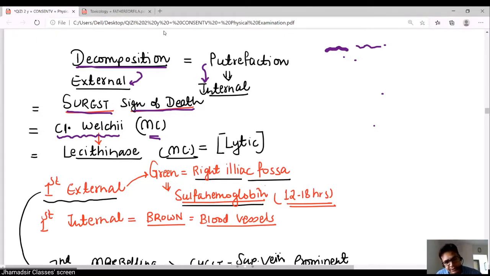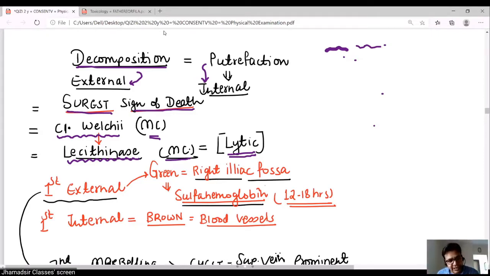Now, sir, the most common enzyme. This is a very important MCQ. The most common enzyme is lecithinase. But I will let you know, lecithinase is a lytic enzyme. Lytic means it will cause lysis. So the word decomposition is used for external changes, and putrefaction for internal changes. It is the surest sign of death. The most common bacteria is Clostridium welchii. The most common enzyme is lecithinase. It will lyse your body.